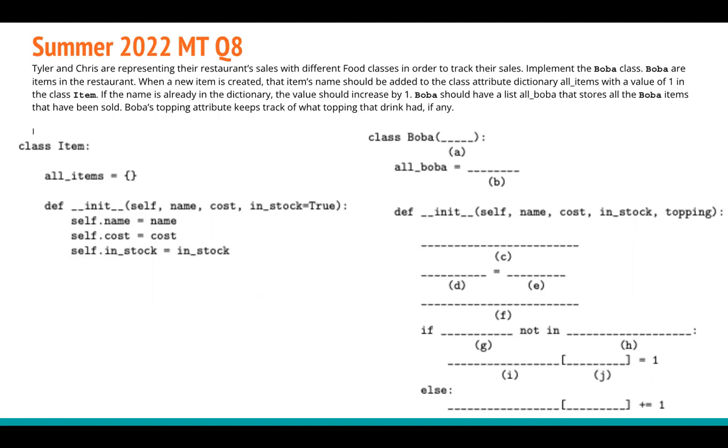When a new item is created, that item's name should be added to the class attribute dictionary, all_items, with a value of 1 in the class Item. And if the name is already in the dictionary, you should increase the value by 1. And Boba should have a list, all_boba, that stores all the Boba items that have been sold. And Boba's topping attribute keeps track of what topping that drink had, if any. So I'll give you guys a couple minutes to work on this problem and then we'll regroup.